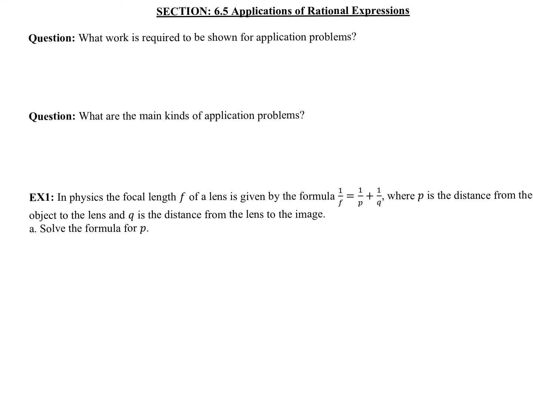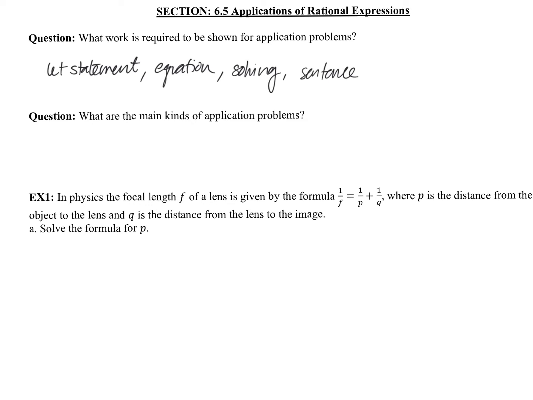Welcome to section 6.5, Applications of Rational Expressions. So here's a question. What work is required to be shown for application problems? Well, if you recall, we need to have a let statement, an equation, the solving needs to be shown, and then lastly we need a sentence for your final answer. Because it's given in word form, you need to answer in word form as well.